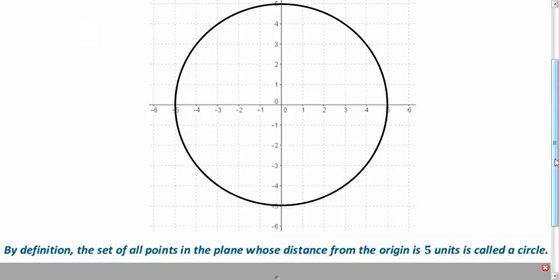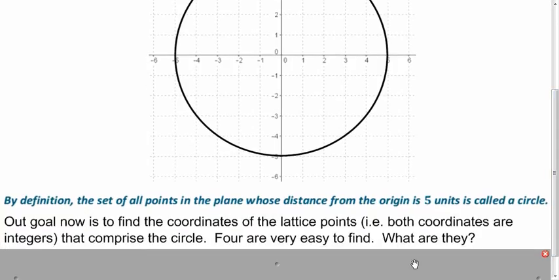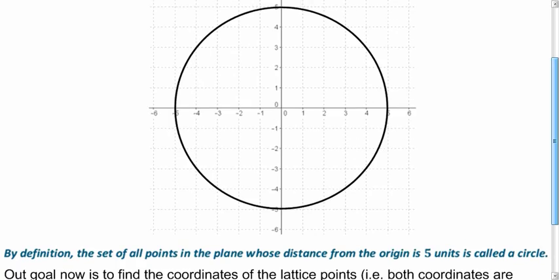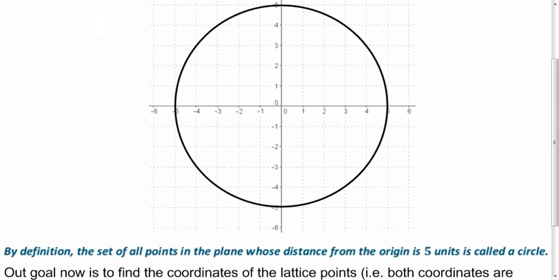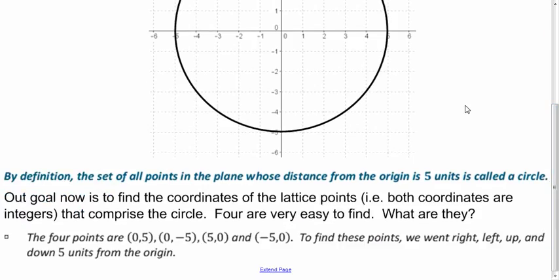And we want to figure out what are points that lie on this circle. For now, let's just stick to lattice points, where both coordinates are integers. What are 4 that are pretty easy to find? So where does the circle intersect the axes? Well, we have 4 of those points: (0, 5), (0, -5), (5, 0), (-5, 0).